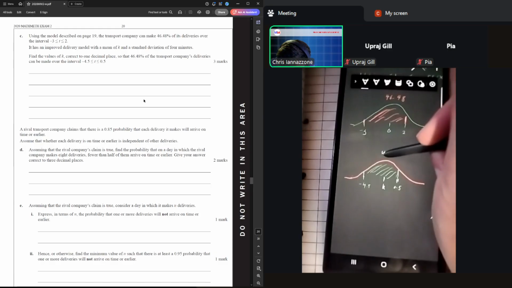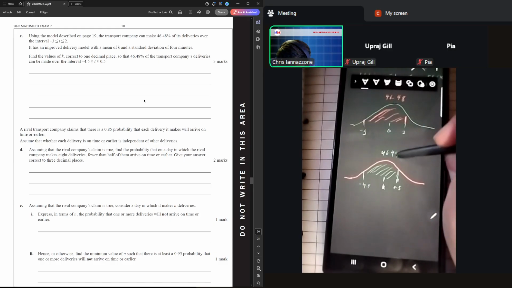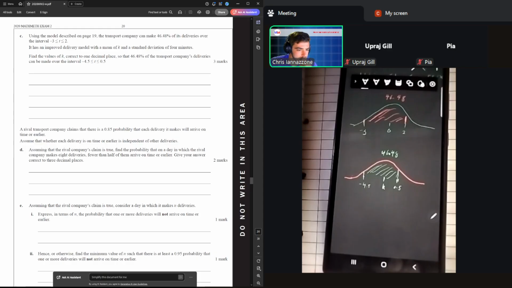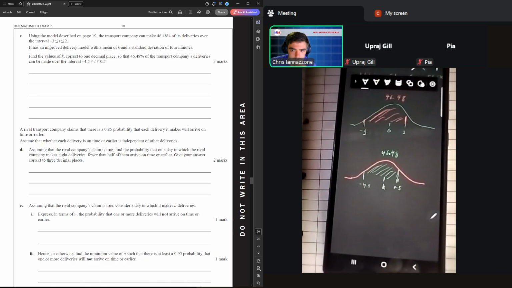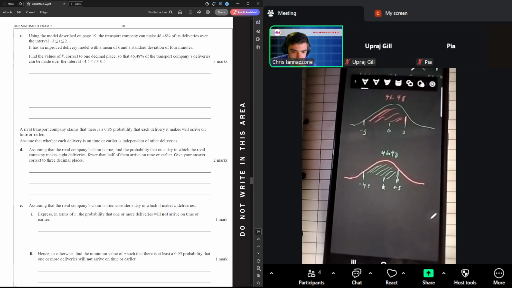That should now be 46.48. We've got to figure out what values of k would cause that. My initial thought of values is a bit interesting because you'd almost expect just shifting left would do the trick, and that'd be it, pretty much.